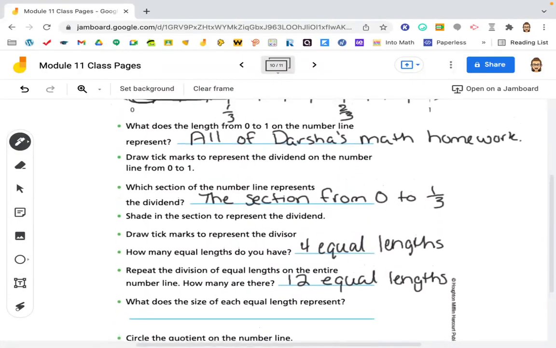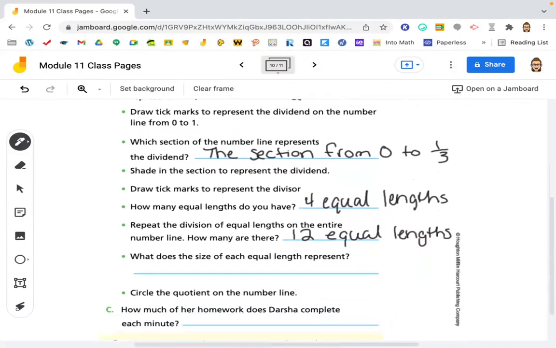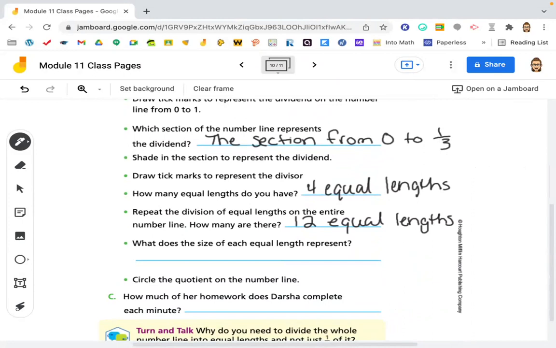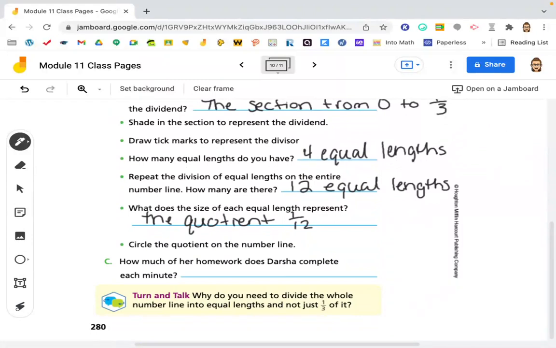So what does the size of each equal length represent? Well, each one is 1 out of the 12. So it represents the quotient, which is 1/12. Circle the quotient on the number line. I did that already. How much of her homework does Darsha complete each minute? That'd be 1/12 of her homework.